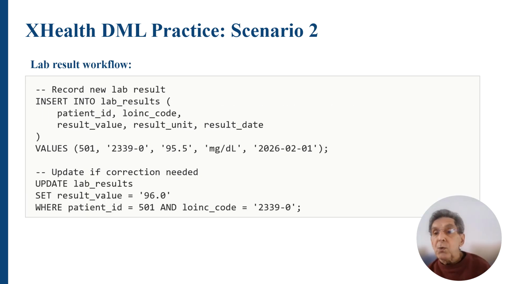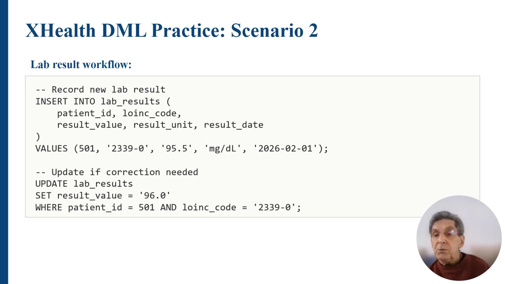Here's a lab result workflow showing both insert and update. First, we insert the new lab result. The patient ID links who the lab result belongs to. The LOINC code 2339-0 identifies this as a glucose test. The result value, result unit, and result date complete that record.